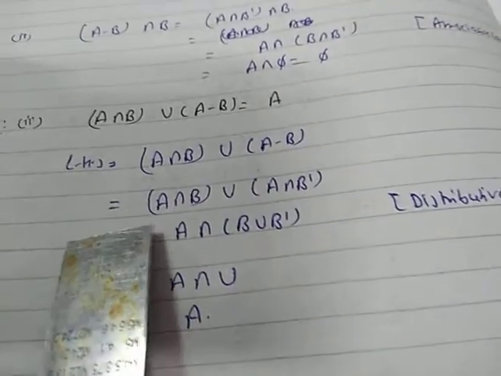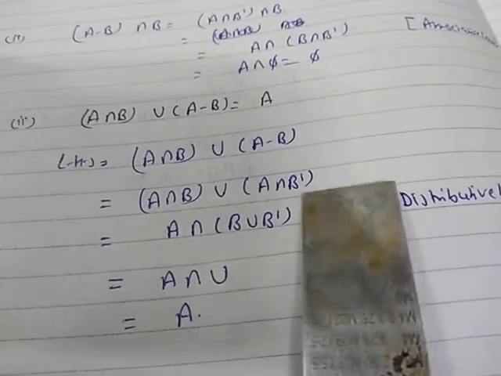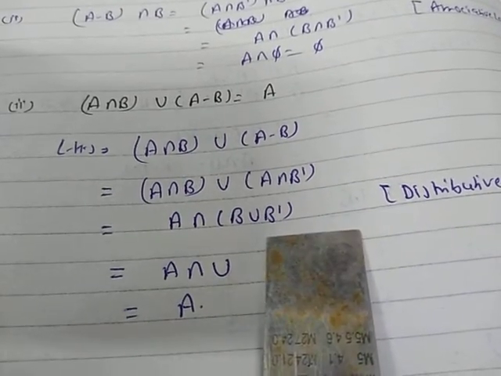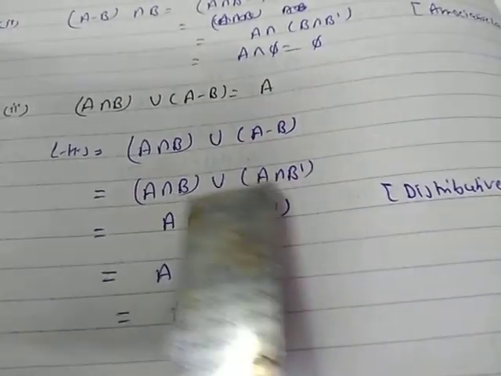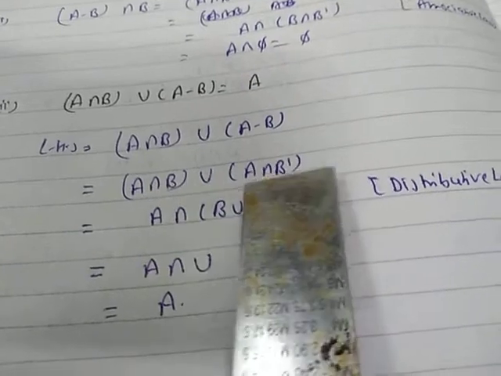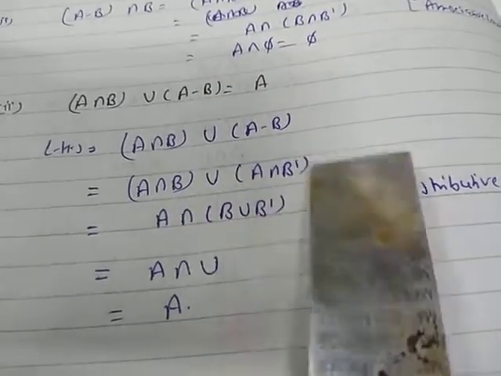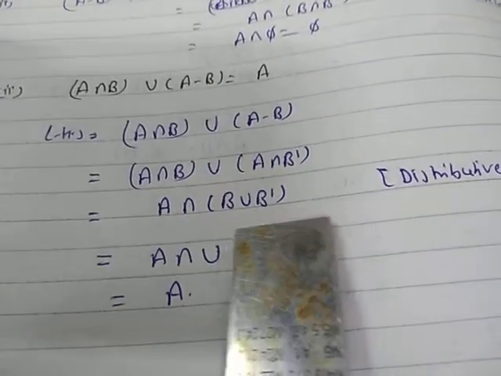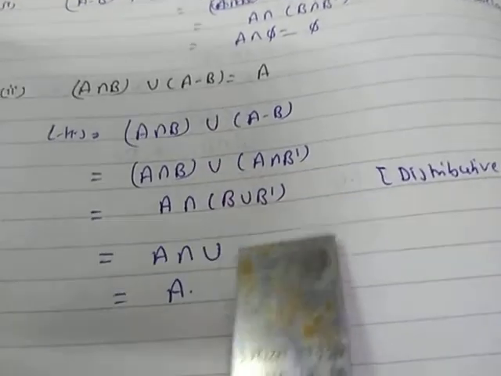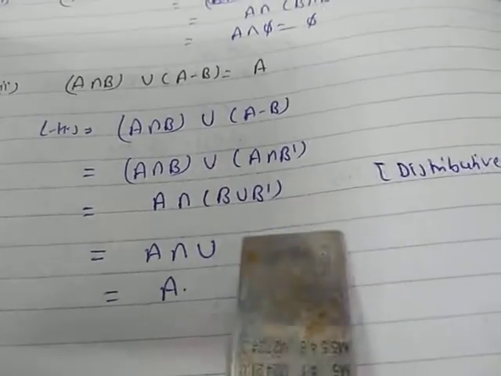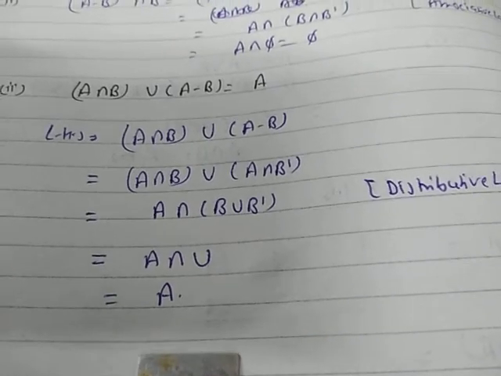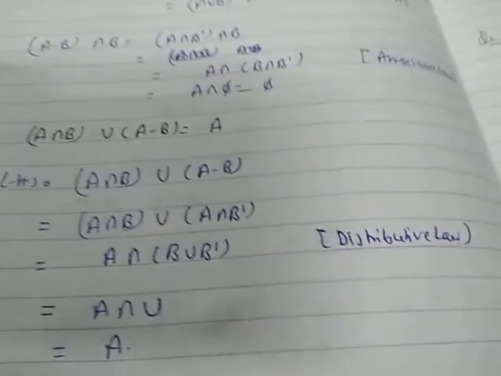A intersection B union B complement. Intersection common है ना, देखो ये common आ गया with A and B union B complement. तो B union B complement is universal. So A intersection universal is A. So this way you have to prove question number 2. Come to question number 3.